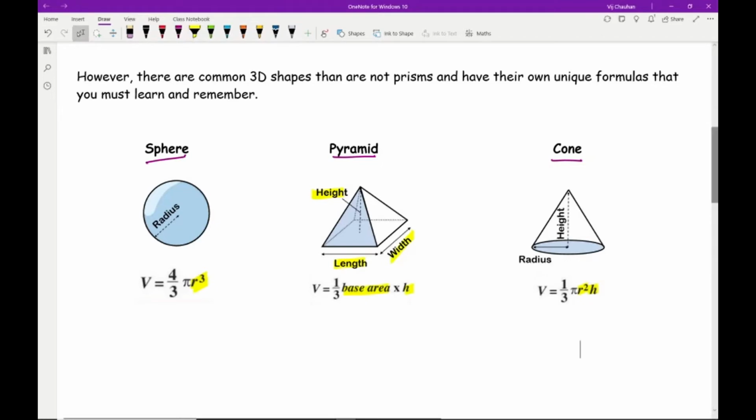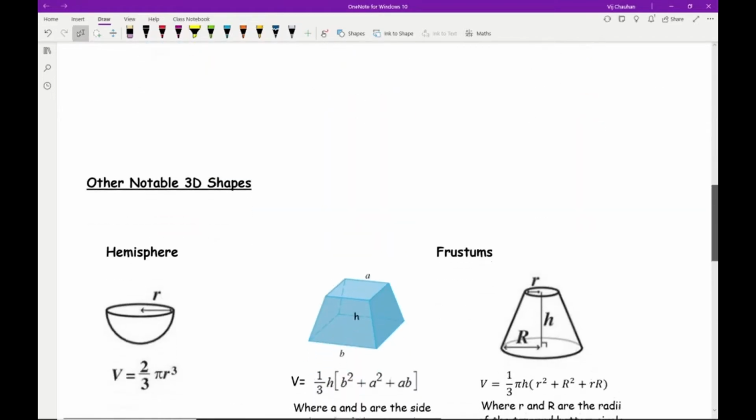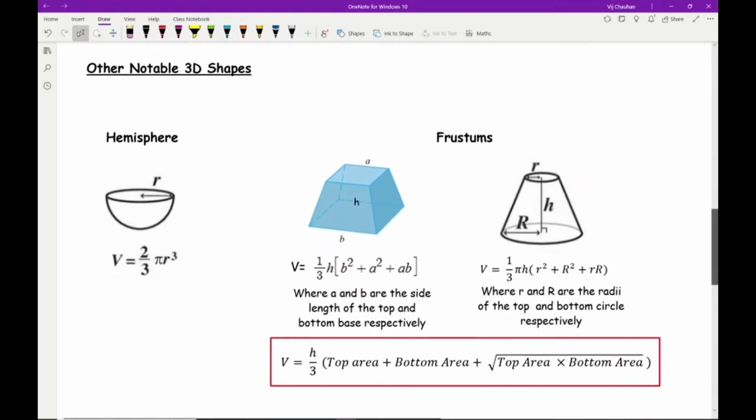Now there is a next stage of notable 3D shapes that you need to be aware of, and again there are certain ways in which you can remember these particular formulas. So a hemisphere is basically half of a sphere. Now obviously you can try and remember this formula, and these formulas generally won't be given to you.